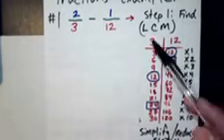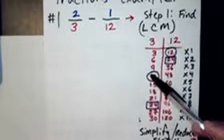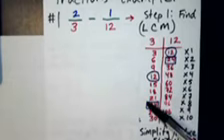Okay, so 3 times 1 is 3. 3 times 2 is 6. 3 times 3 is 9. 3 times 4 is 12. Okay, we keep going. 3 times 5 is 15. 3 times 6 is 18. 3 times 7 is 21. 3 times 8 is 24. 3 times 9 is 27. And 3 times 10 is 30. Now let's do the same thing with 12. 12 times 1 is 12, times 2 is 24, times 3 is 36, times 4 is 48, and on and on and on you go.